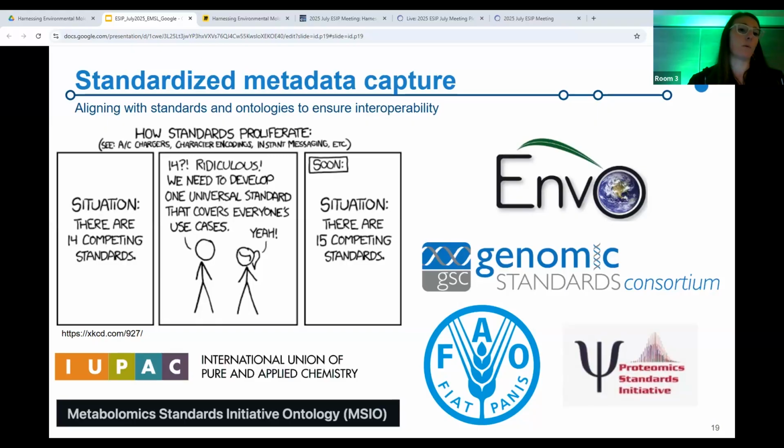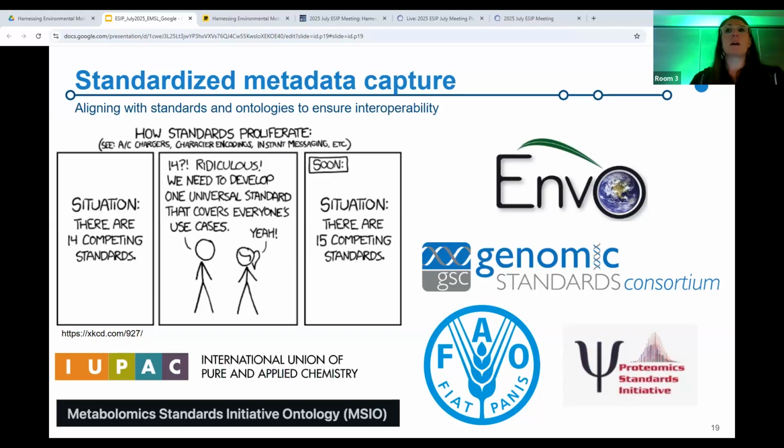So we work really closely with the Genomic Standards Consortium for capturing sample level metadata. We leverage the Environmental Ontology, or ENVO, FAO, and the Proteomics Standards Initiative for a lot of our ontologies and metadata information, as well as following the guidelines from the IUPAC Gold Book and the Metabolomic Standards Initiative Ontology.